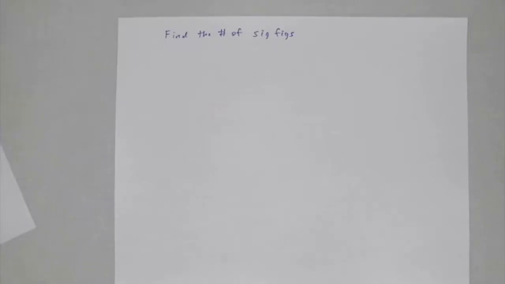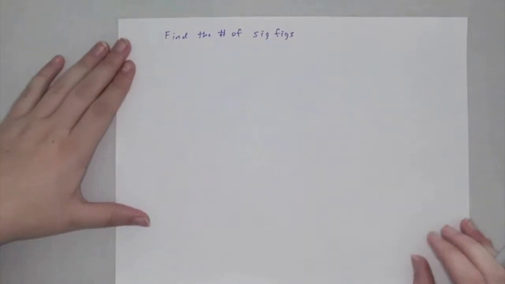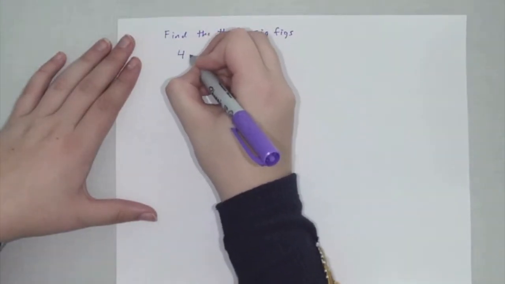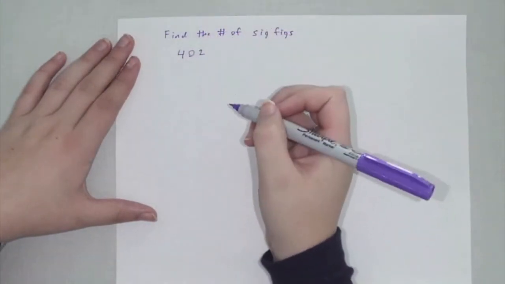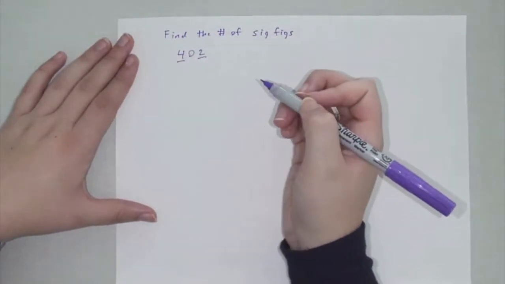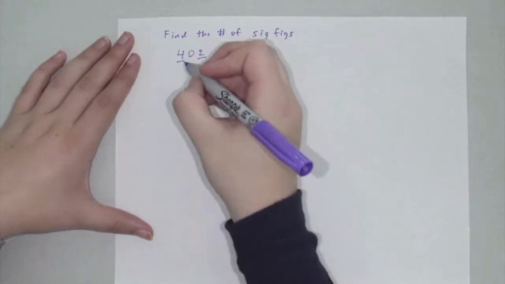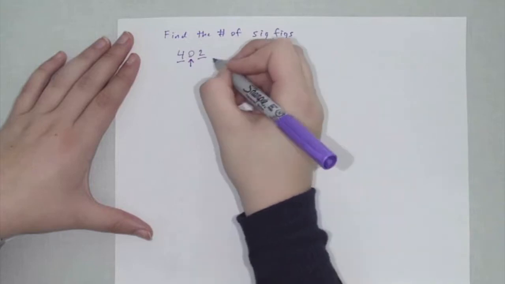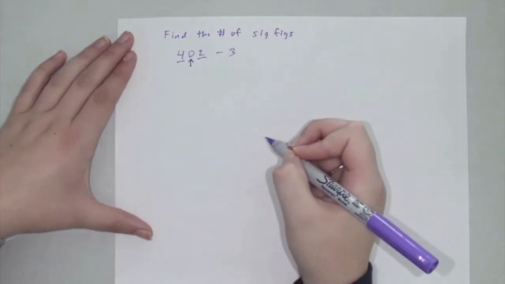Now that we know some of the basic rules for figuring out if a digit is significant or not, let's try some examples to see if we can determine the number of significant figures in a bunch of different numbers. So we'll start with 402. We have these two numbers here, which are obviously non-zeros and therefore significant. And then we have this 0 in the middle, which is sandwiched between the 4 and the 2. This means that we have three significant figures.